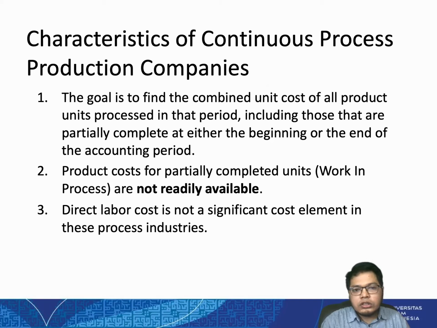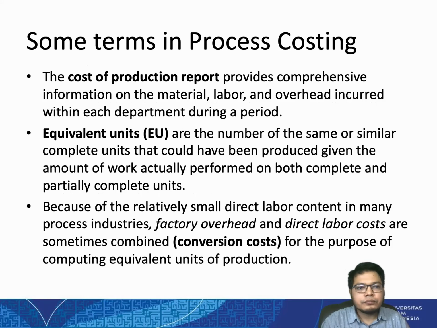Direct labor cost is not a significant cost element in this process industry. Usually it's like this because there is an assembly line. Usually there will be many machines, and then the labor cost is not that significant. The cost of production report provides comprehensive information on the material, labor, and overhead incurred.